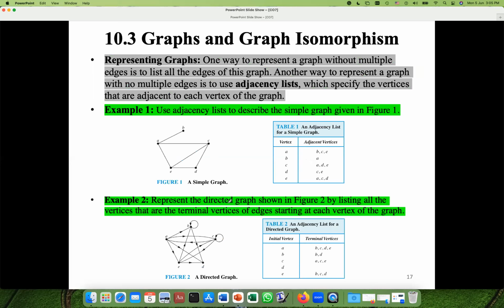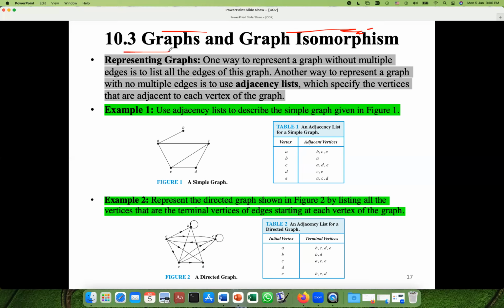Now, how can you represent a graph? The topic is now changing. Previous section done, now we have started section 10.3 of chapter 10 of graph. So now this is about graphs and graph isomorphism. The last topic would be this isomorphism. But first is how we can represent a graph.